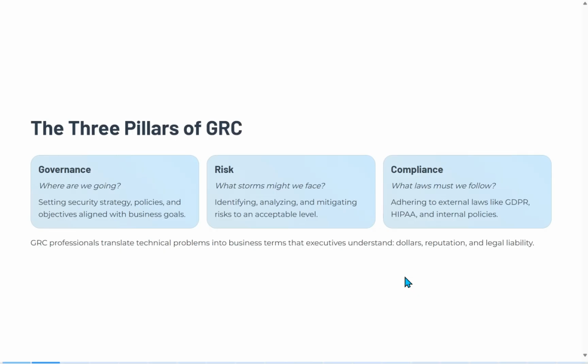So there are three pillars of governance, risk, and compliance. The governance is where the security setting, strategy, policy, and objectives align with the business goal. That's the governance. While the risk is identifying, analyzing, and mitigating risk to an acceptable level.